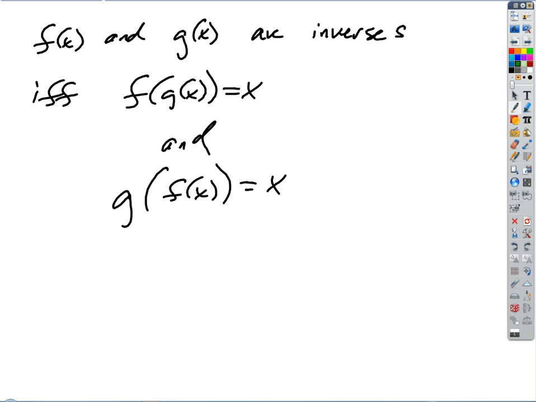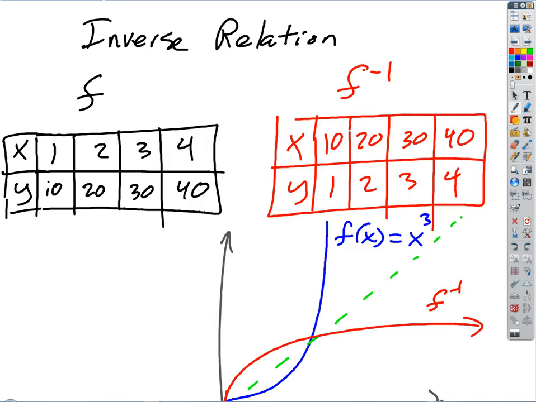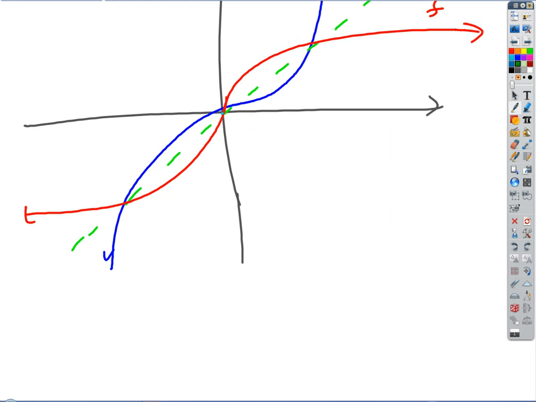Let's go back to the original graph that we looked at. And the blue one was x squared, or x cubed, right? Y equals x cubed. So let's calculate the inverse that goes with that. In this case, it's a function, right?